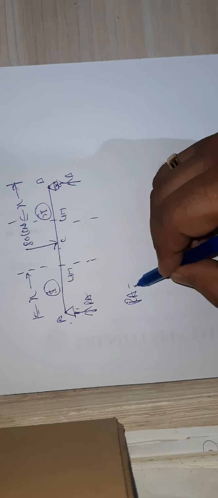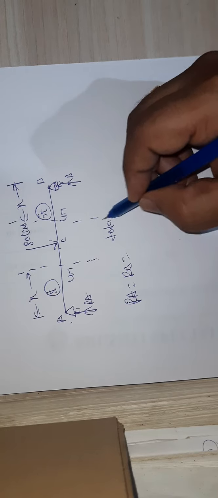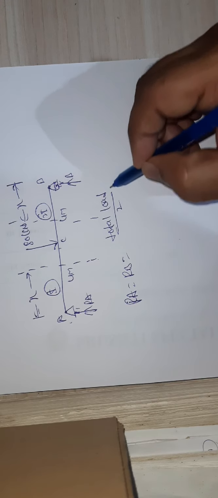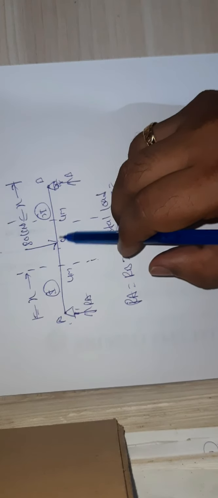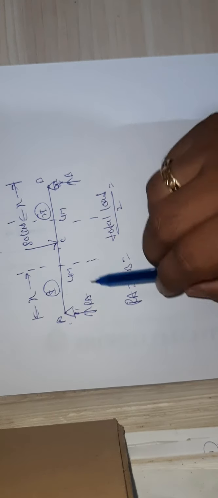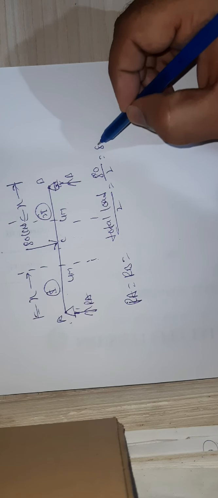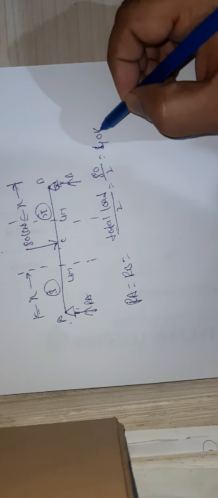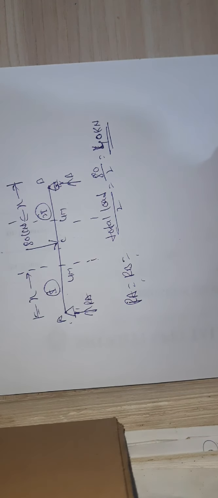What is RA? RA equals RB, which equals total load divided by 2. Why? Because it is symmetrical, you can see. If you cut exactly at the center, left hand side equals right hand side, 4 meter and 4 meter. So I can directly take 80 divided by 2, which is 40 kilonewtons. So RA = RB = 40 kilonewtons.